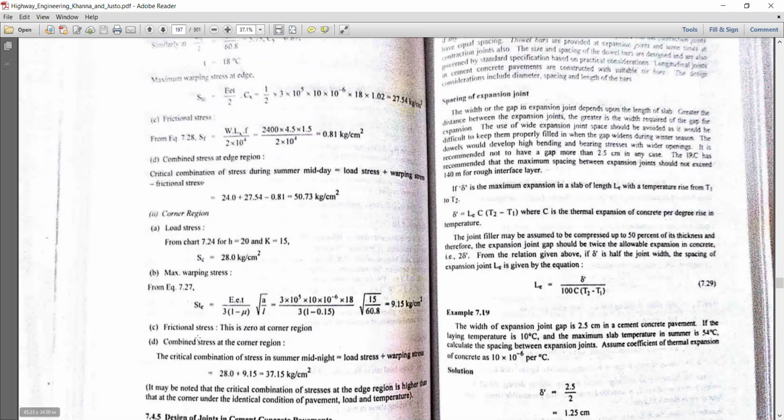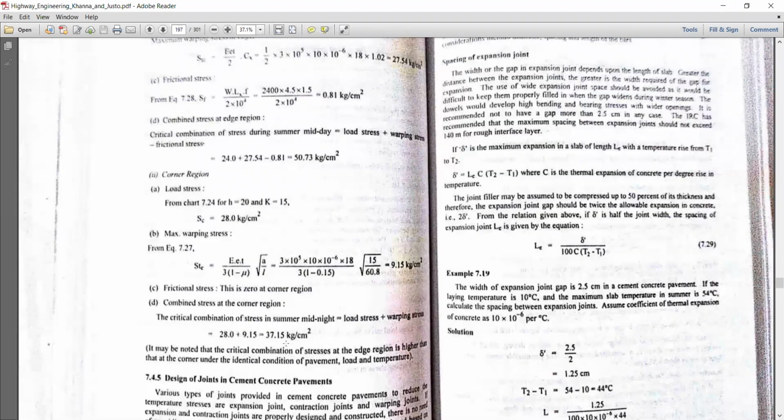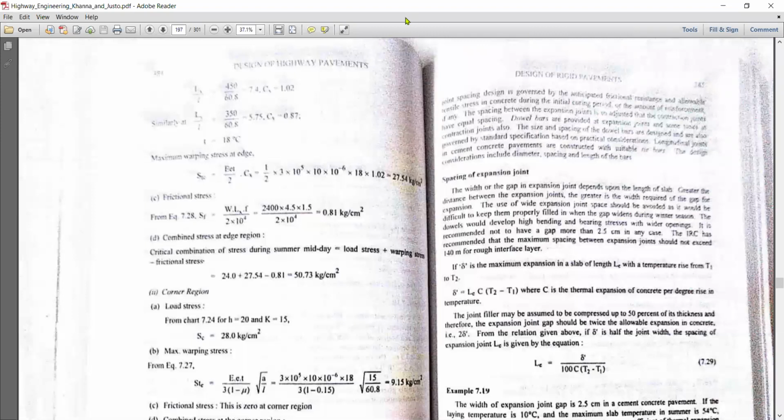Next, frictional stress. This is 0 at the corner region. As we have discussed earlier, at the corner region, there is no consideration of friction. Hence, they have taken corner region frictional stress as 0. Hence, the combination of stress will be load stress plus warping stress, that is 28 plus 9.15. Hence, you are getting 37.15 kg per centimeter square. It means this is the combination of stress at corner region, and that was at edge region. Is this clear?